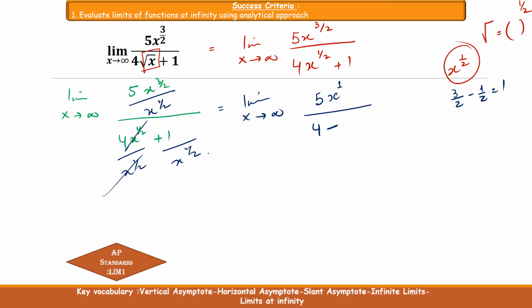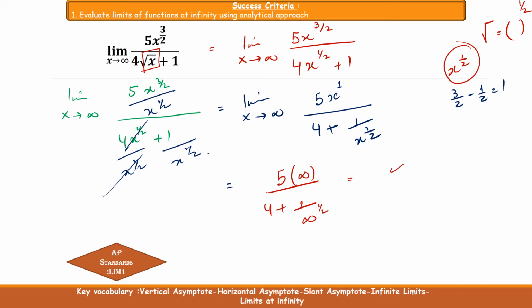Here the second one cannot be solved, so we will write it as it is. Now apply the limit because the simplification is done. When we apply the limit, we do not write the limit. In place of x, we will put the infinity. 4 plus 1 over infinity power half.